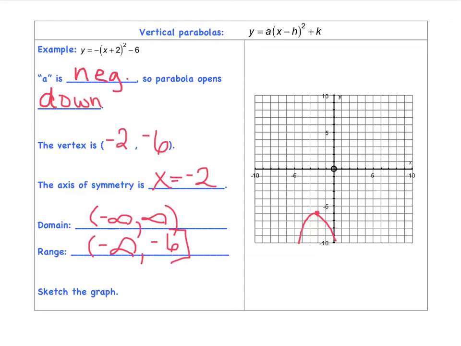Now, let's go ahead and look at the horizontal parabola. Now remember on the previous page, I told you that vertical parabolas and horizontal parabolas are inverses of each other. So keep that in mind when we talk about the axis of symmetry, the domain, and the range. Now let's get going on that one.